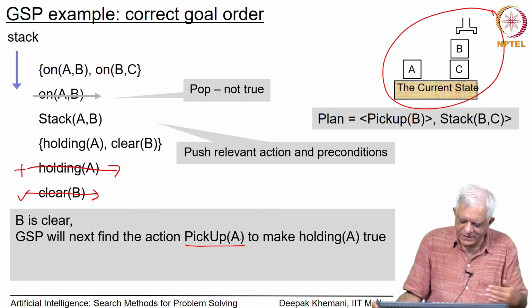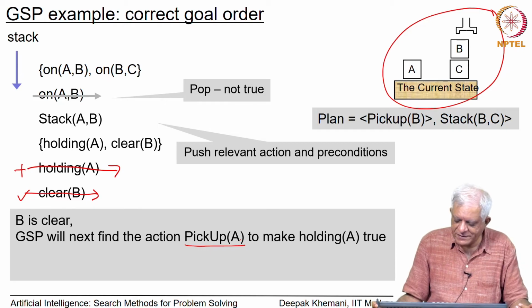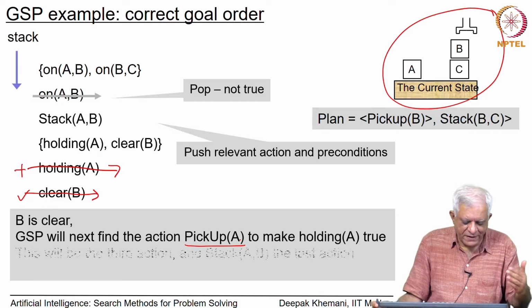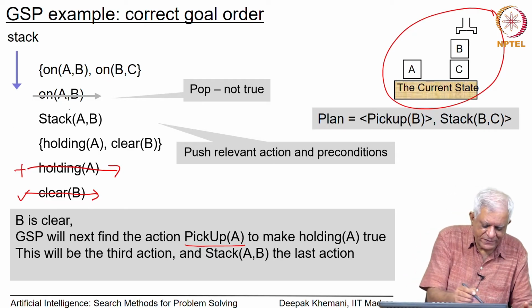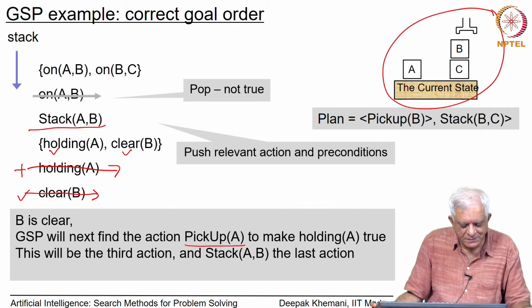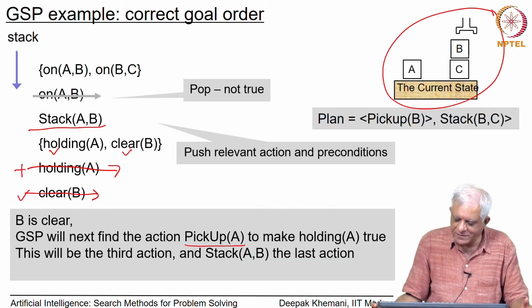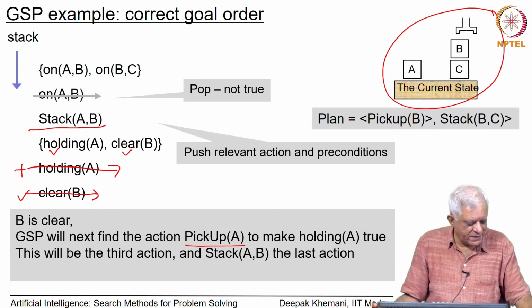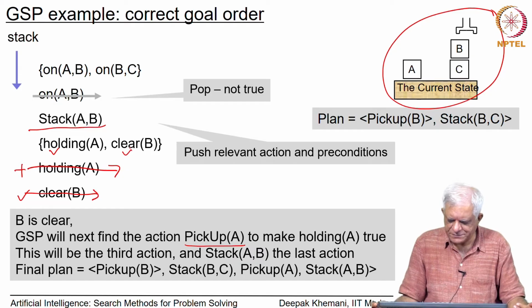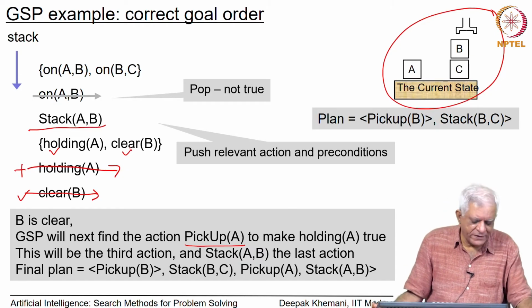So, pick up A would be applied and you would progress to a state where you are holding A, and then it will find the last action which is already there in the stack, which is stack A B. Once holding A has become true and clear B is already true, as you can see from the diagram, it can apply the last action and that will be the last action. It would construct the plan which is a valid plan for doing this, which is first pick up B, stack it onto C, then pick up A and stack it onto B. So, this was the situation where it chose the right order.